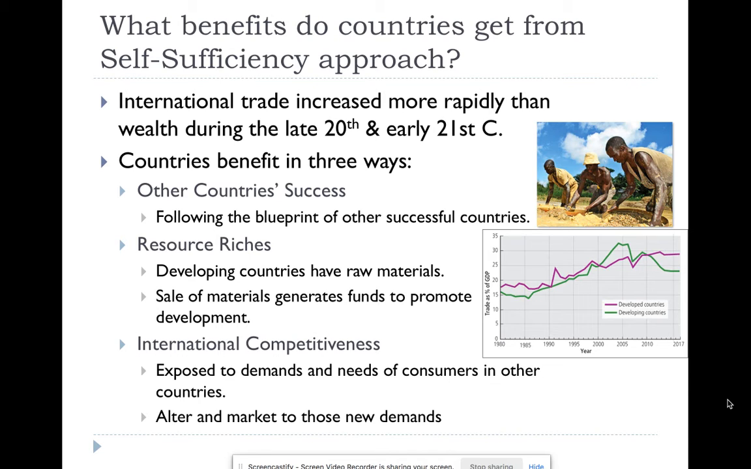on the international scale. All right, and then we look at the international competitiveness, and obviously those countries are then exposed to the international community and globalization. And so we talk about the demands and the needs of consumers all across the world, not just in their country. And so we see a lot of this can alter the market to those new demands. And so that's going to then change those countries. They need to look for that competitive advantage that they may have for their country on the global scale. All right, so we look at the benefits of self-sufficiency moving toward international here.